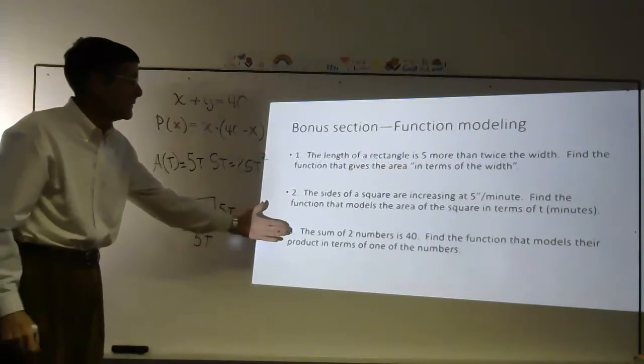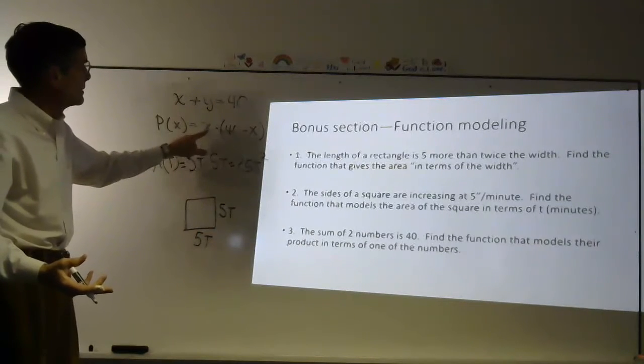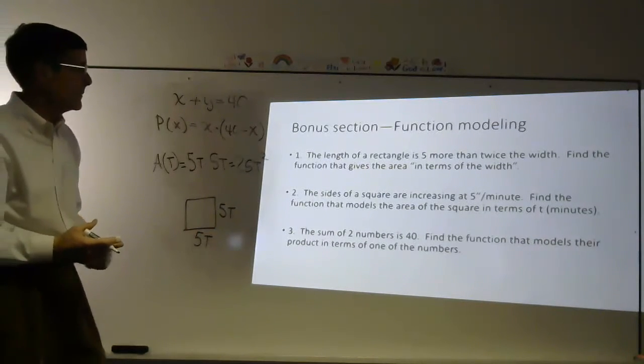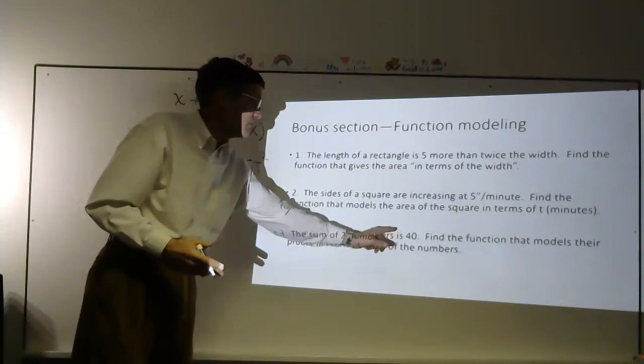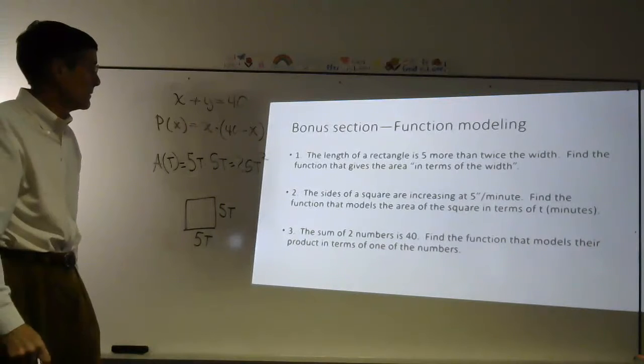Pick any x value you want, like 5, okay? Put 5 in here, 5 times 35 is 175. The sum of 2 numbers is 40, 5 and 35. The product is 175, yeah. Okay.